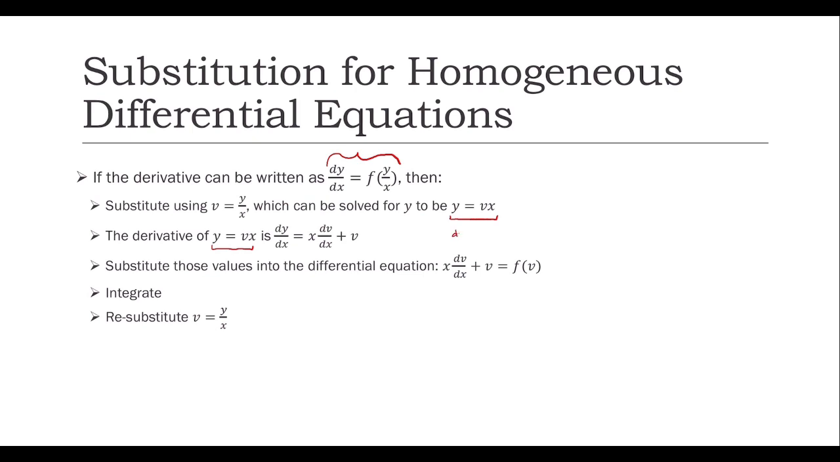So we had dy/dx equals f of y over x. So we found that dy/dx equals this here, and then we substituted v for y over x. So we end up with this equation, which we will integrate. And then after we do the integral, we'll need to resubstitute back in that v equals y over x.